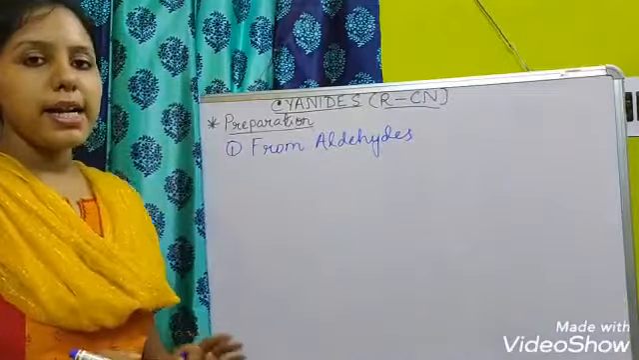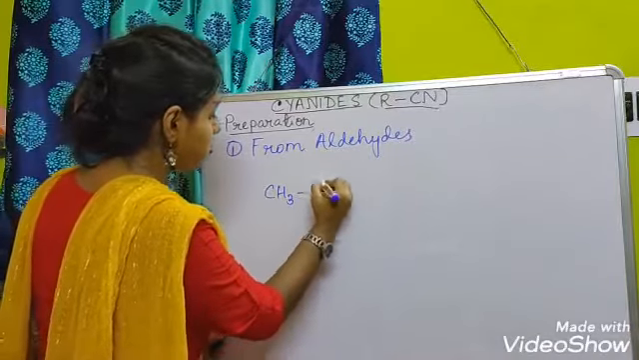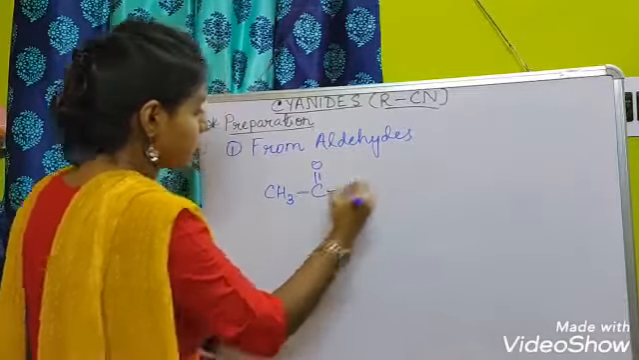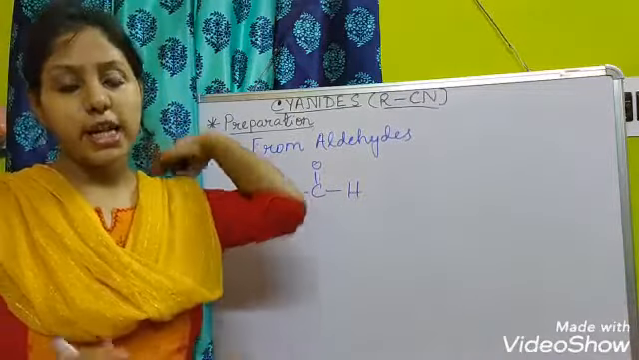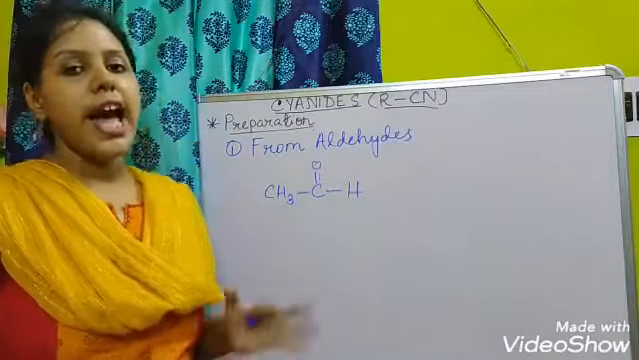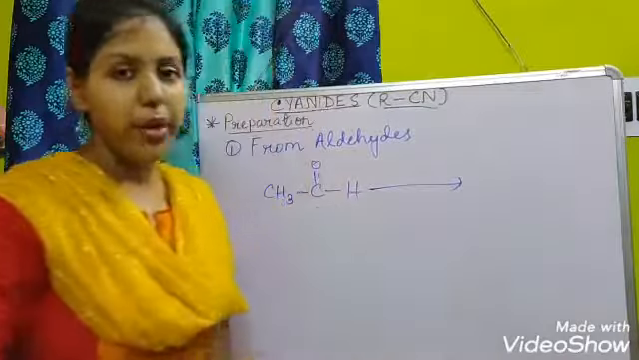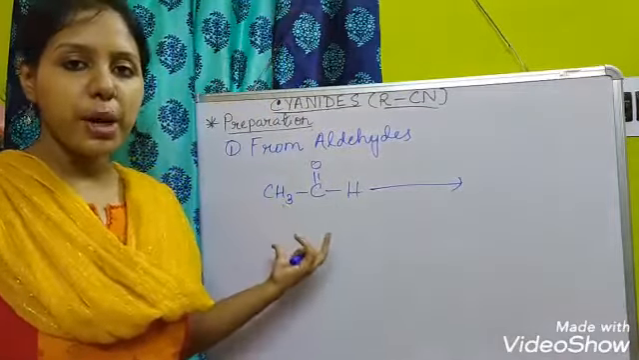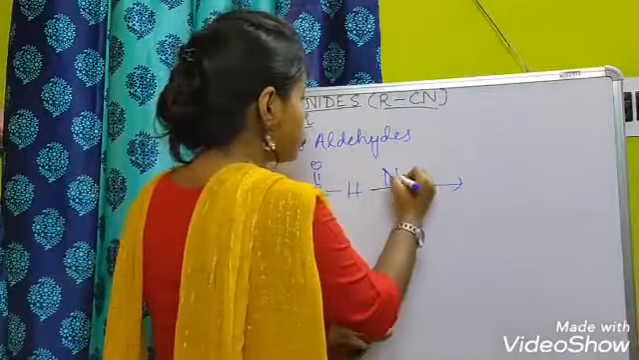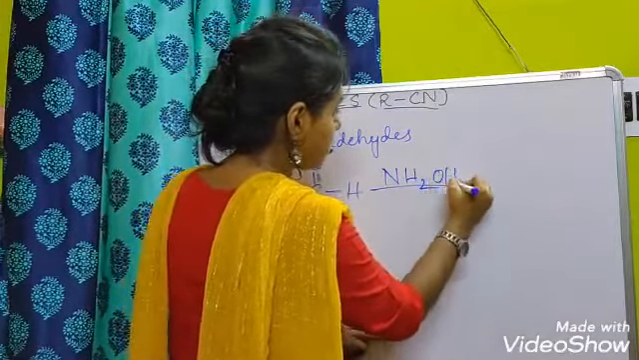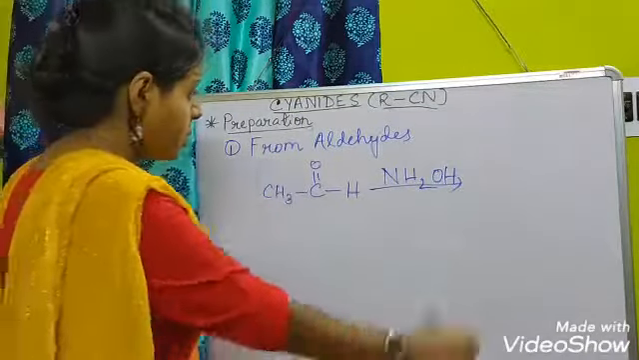Okay, from aldehydes, just take one example. That is acetaldehyde. First we are taking the acetaldehyde. After that, we treat acetaldehyde with hydroxylamine, NH2OH. So by reacting it with NH2OH, what will happen?